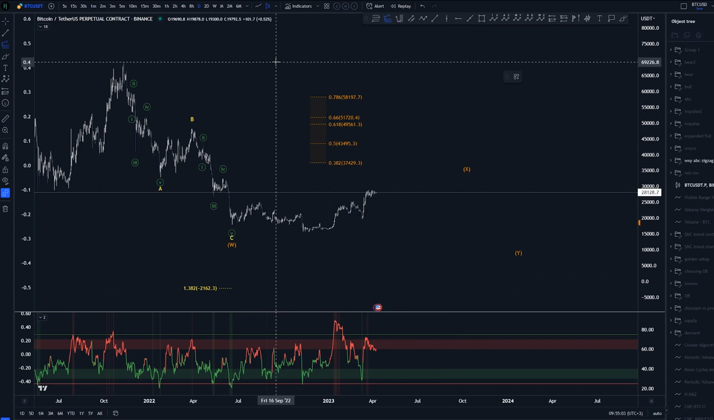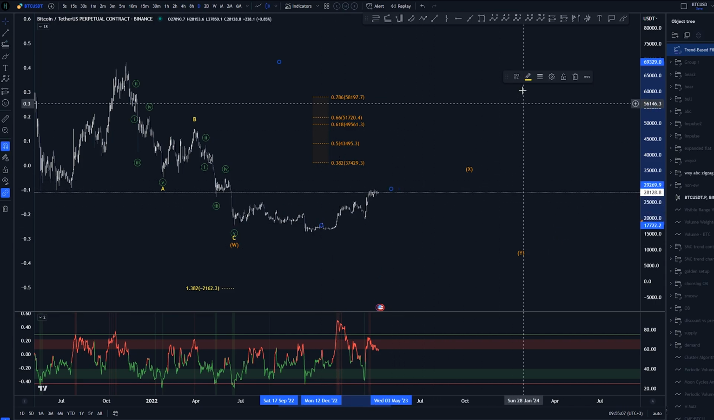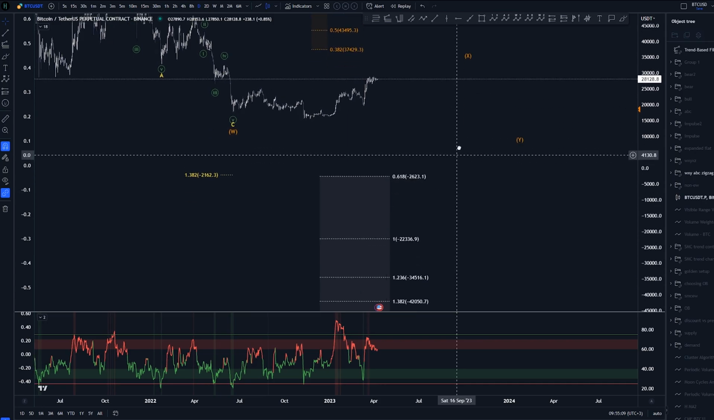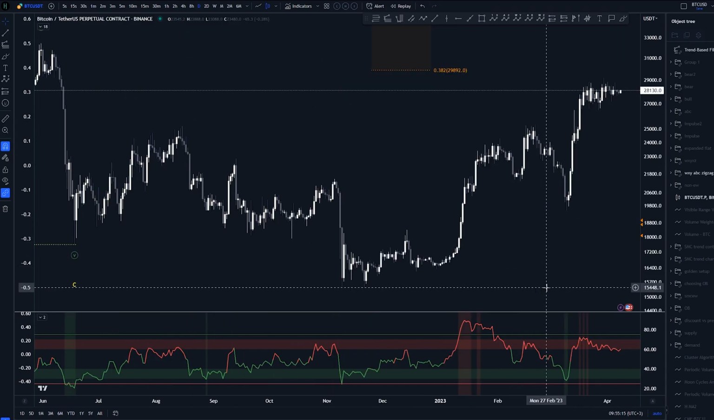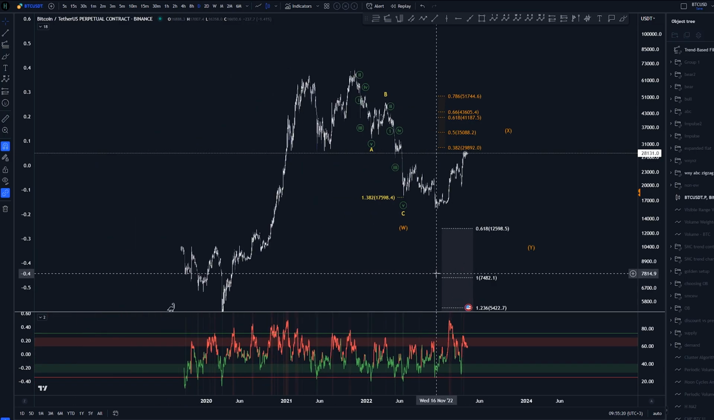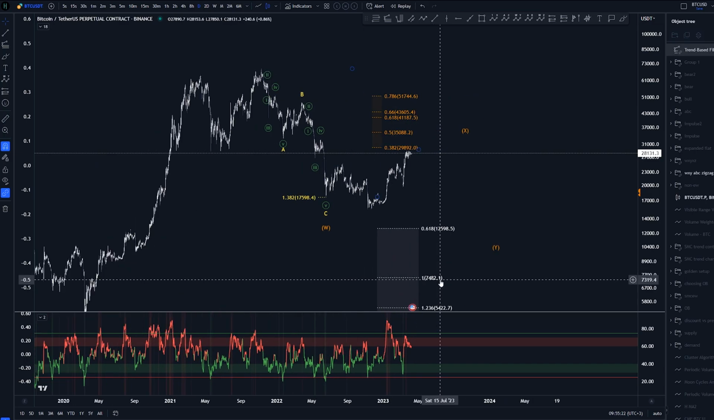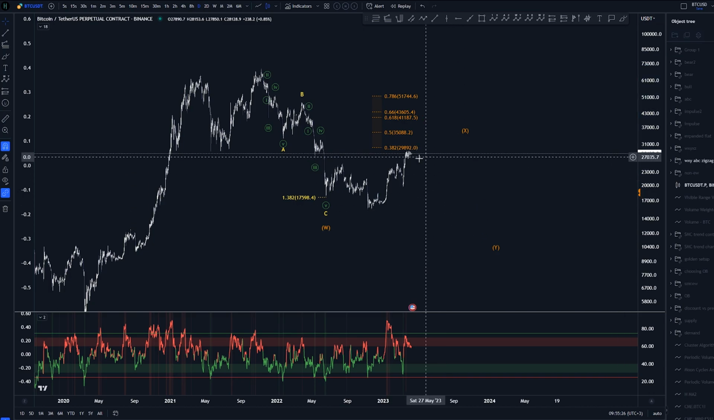If we are using extension targets here and would think that this X-wave would be done here, we obviously can't even see the one-to-one extension. That's minus 22k, while on log scale it's a bit more reasonable, around 7.5k. Yeah, 618 minimum target, 12.6k, but again, we don't know if we have pivoted yet.